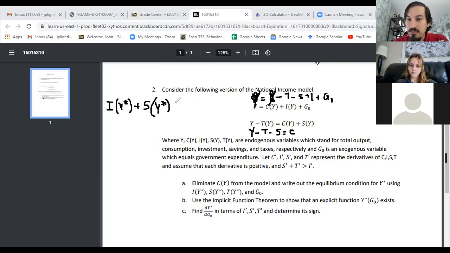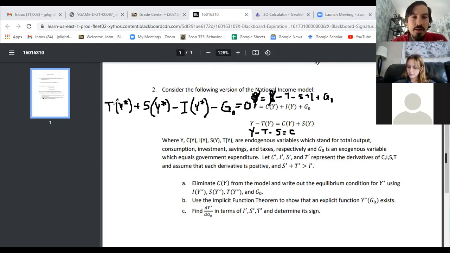Minus, gosh, I can't read my, oh, this first was a t. Dang it. I'm sorry, guys. This should have said, this is a t on this side, an s on this side, a negative I and a negative g0 is what I was intending to draw. Let me try that now. T of y star plus s of y star minus I of y star, and then minus g0 equals 0.